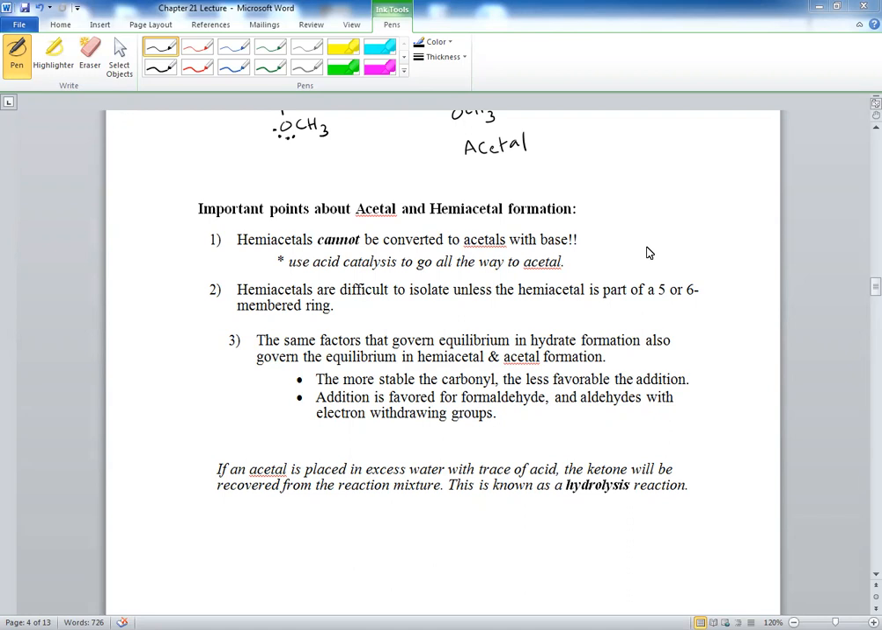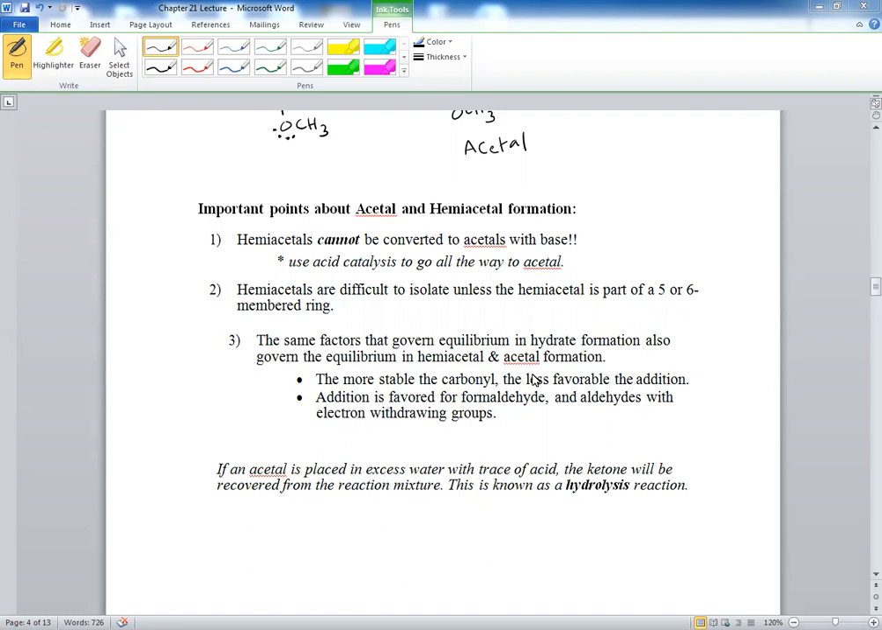Hemiacetals are difficult to isolate, as we mentioned, unless it's part of a 5 or 6 membered ring. You will see those when we get to the carbohydrate chapter. The same factors, and this is very important, that govern equilibrium in hydrate formation also govern the equilibrium in hemiacetal and acetal formation. So we talked about the electron withdrawing groups, electron donating groups, and sterics. Whatever applied to the addition of water to form a hydrate still applies here.